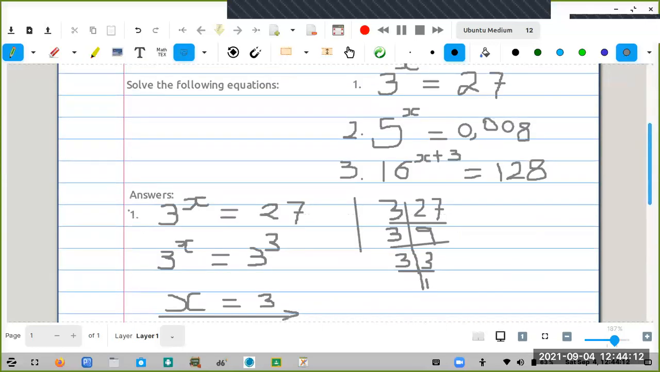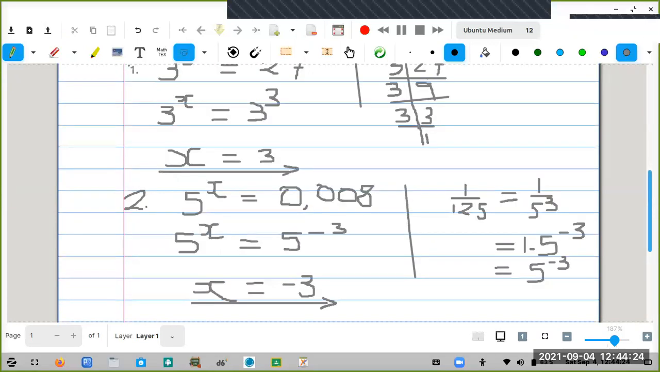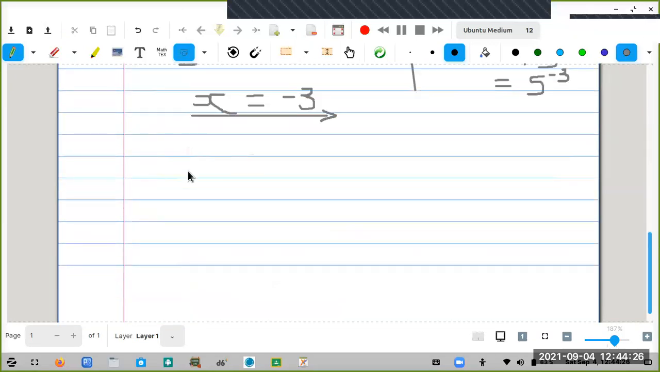Question number 3 says 16 to exponent x plus 3 is equal to 128. So let us look at that one. The exponents has got a binomial, right? It has got a binomial. So let us quickly look at it and deal with the problem.